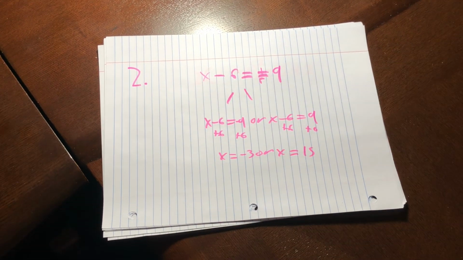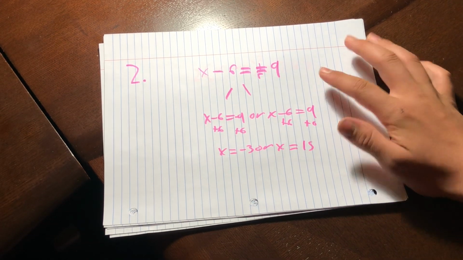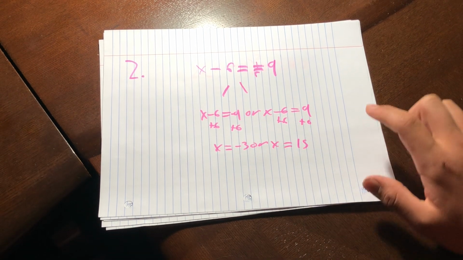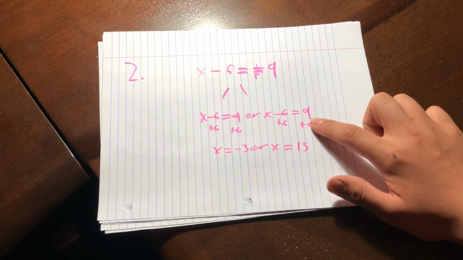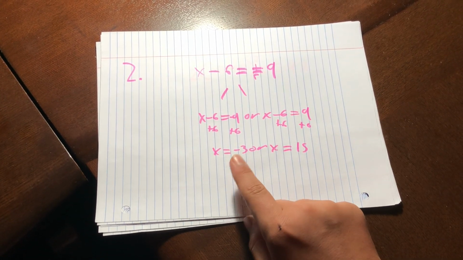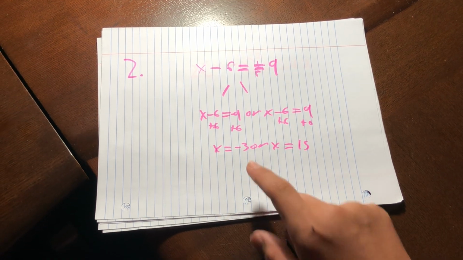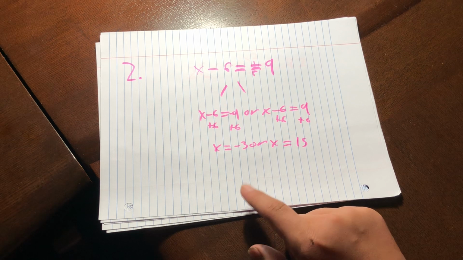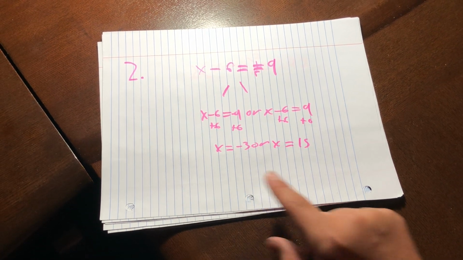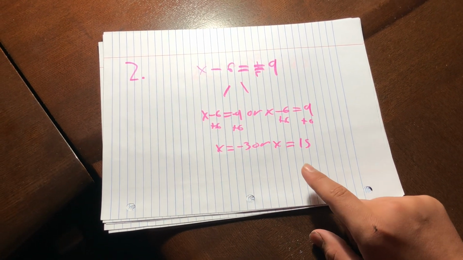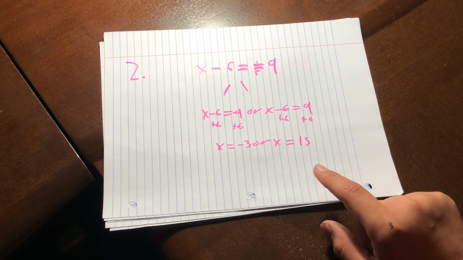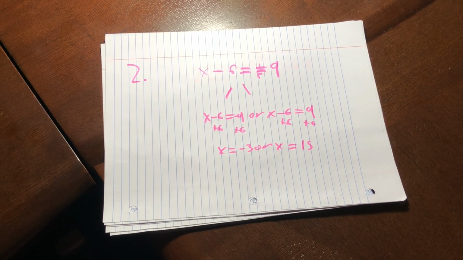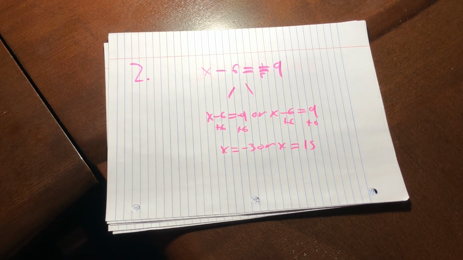What I mean by that is you use the plus or minus sign, and you have one side equal negative 9, and the other side equal positive 9. Then you solve it like a normal two-step equation. So you add 6 to both sides, and then you get x = -3 or x = 15. Earlier we showed that x = 15, but it wasn't the full answer, and now you have the full answer.